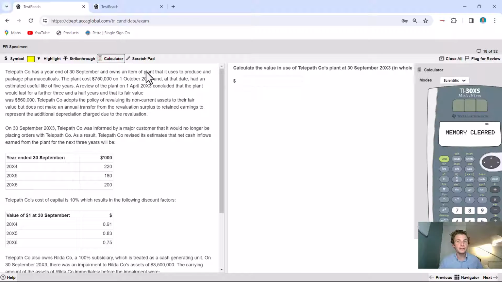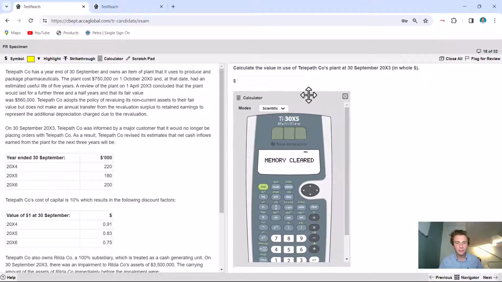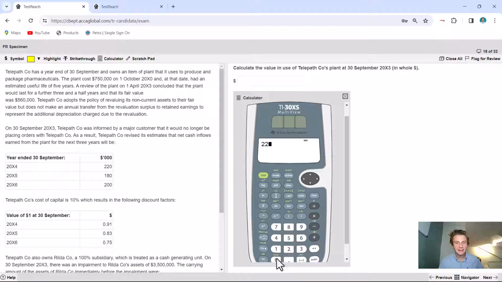So what we can do is get the calculator out like we've done before and go, okay, 220,000, I'll do it exactly as if I'm you, 1, 2, 3, multiply it by 0.91. So what this is saying is that in 2004, that cash flow is worth 220,000, but as at the 30th of September 2003, in real terms, as at today, it's only 200,200.